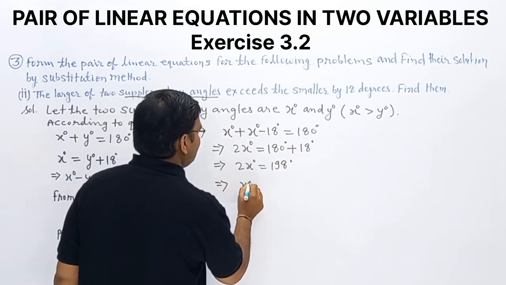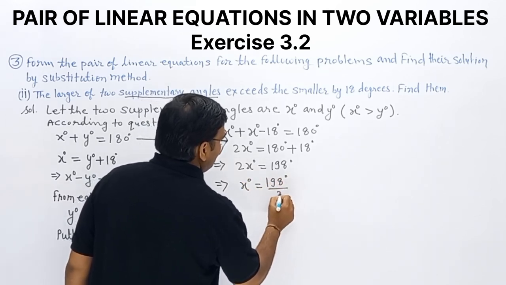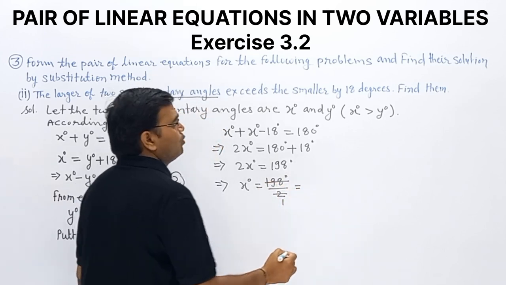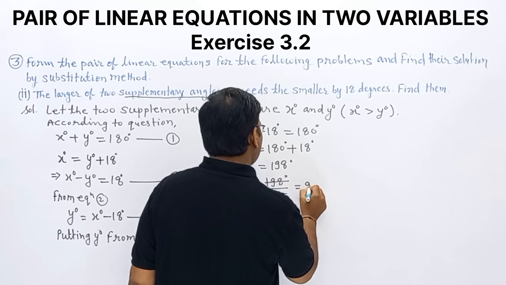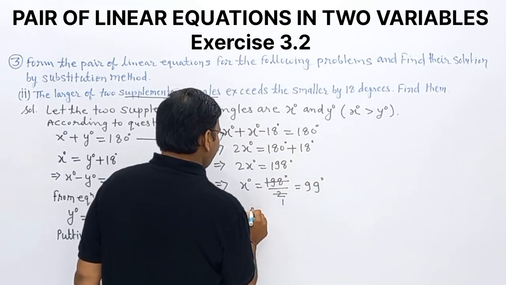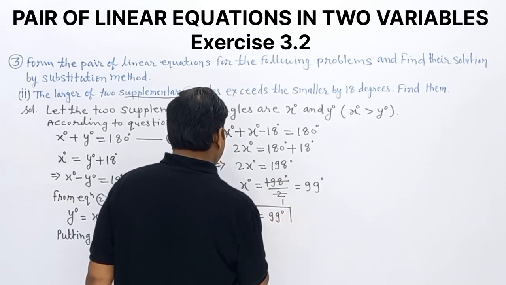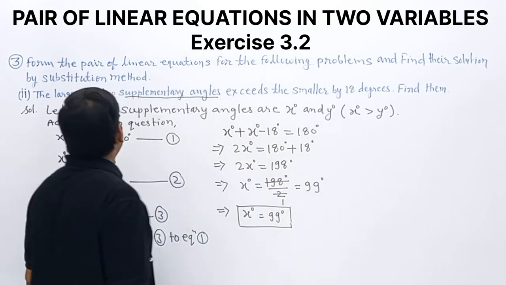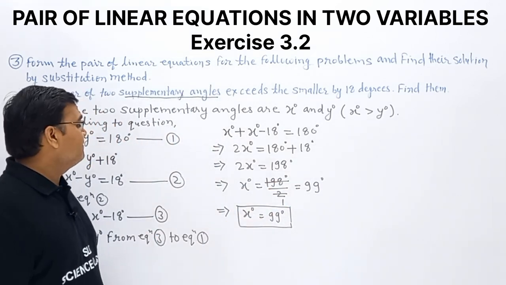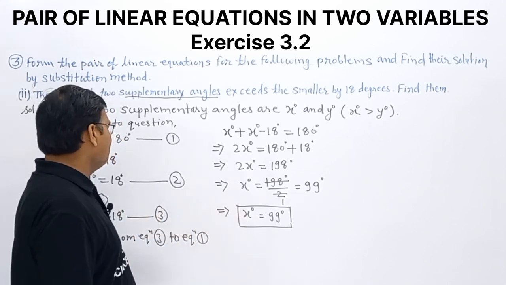Now what about x degree? Equal to 198 degree divided by 2. Once we solve this, what are we getting? x degree equal to what? 9 times it is going, again 9 times, 99 degree. So x degree equals 99 degree. So the value of x we obtain. It means from these two supplementary angles, one angle is 99 degree. Clear?